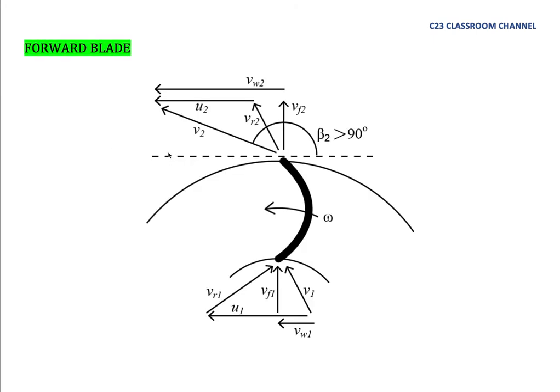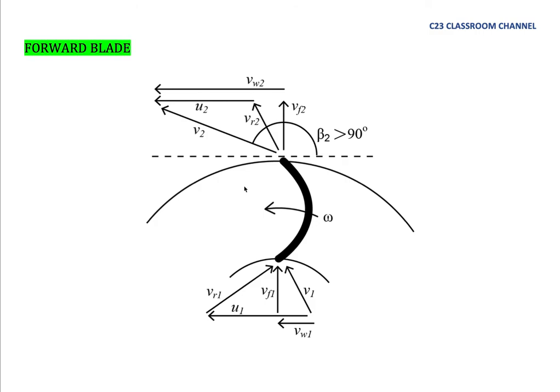Turbo machine, centrifugal pump. For today, we would like to discuss again about the blade type in centrifugal pump. As we mentioned in previous video, we have three blade types: one is forward, radial, and the backward. This is the forward blade, and it's something like this, and we could draw the velocity triangle as this one.